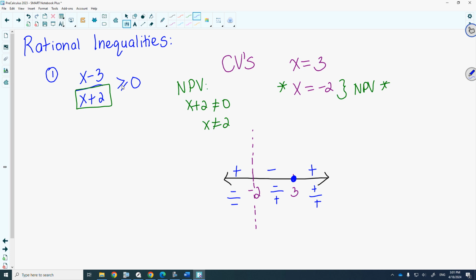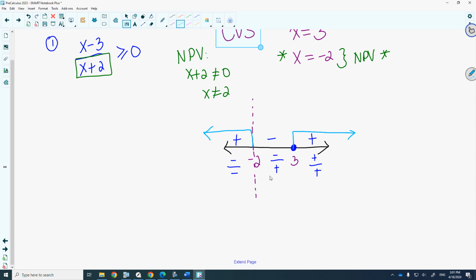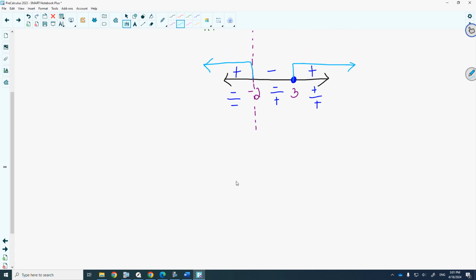My solution region is when this inequality is greater than or equal to 0. Greater than or equal to 0 is this guy, so positive, and this guy. See if you could write this in interval notation. So write that solution set in interval notation. It would be negative infinity to negative 2, round bracket, union, because remember, this is a non-permissible value, so negative 2 cannot be included, 3 to infinity. Okay, and that would be your answer.